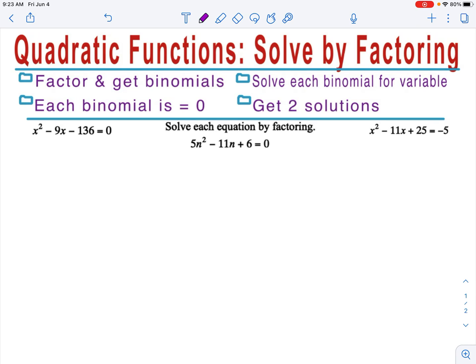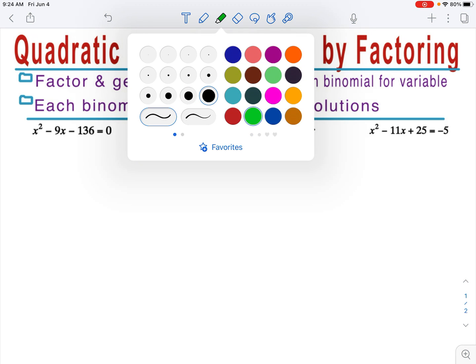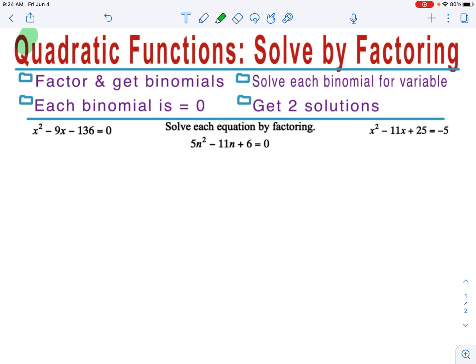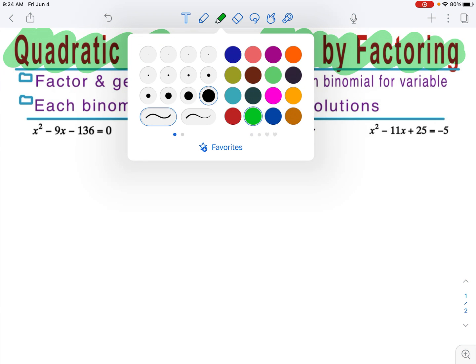Okay, everyone, here we are for this video lesson. Make sure that you have paper and pencil out, ready to copy everything down in order for you to understand this lesson fully, right? So here we go. As we always do, we start with the name of this lesson, which is called Quadratic Functions, with a focus on solving by factoring, okay?